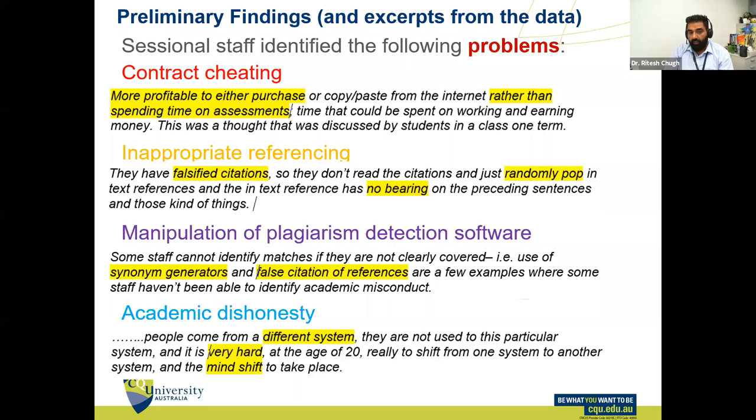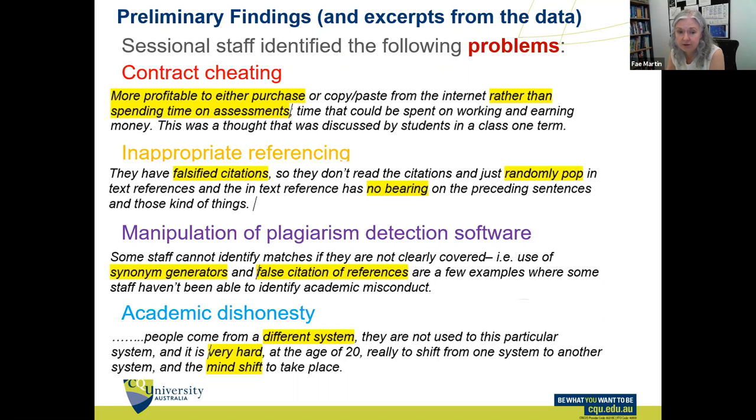And it is my understanding Faye comes across many of these cases on a regular basis. I was just going to say, Ritesh, I have dealt with a huge number of those cases this term and in previous terms as well. And look, you're quite right.